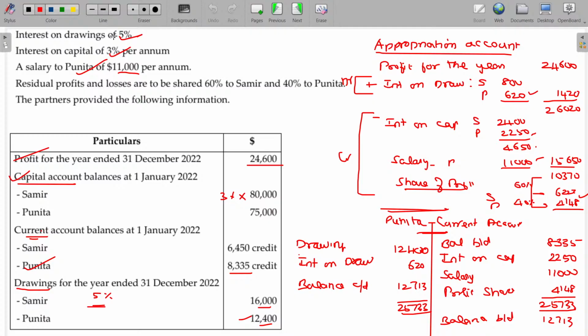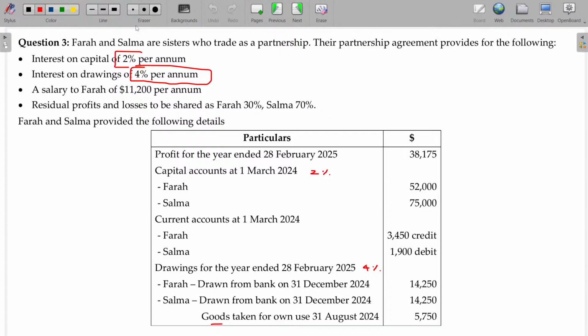Earlier, it is only 5%. If the question is given this way, you have to calculate interest from the date of drawings to the date of closure of the books. Drawings for the year ended 28th February 2025. This is the year end, but drawn on this date. So for 14,250 at the rate of 4% from December to February, January, February, only 2 months interest is going to be calculated. So you have to be careful whether it's per annum or simply 2%. If it is simply 2%, you can directly apply. In case of per annum, you have to apply the period calculations also.